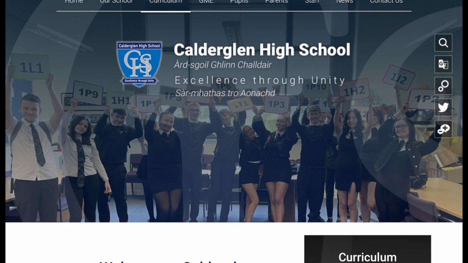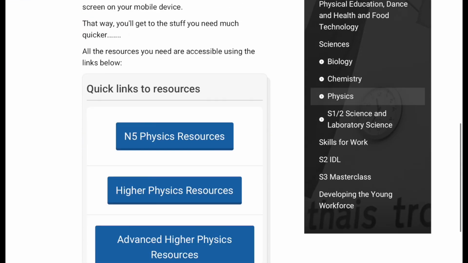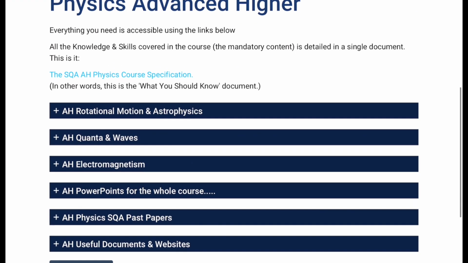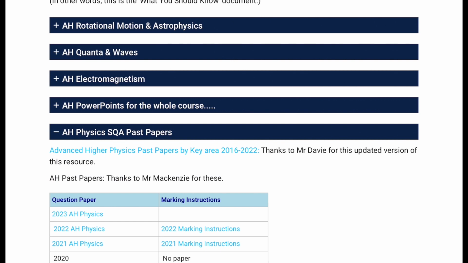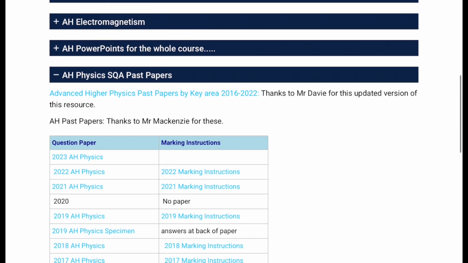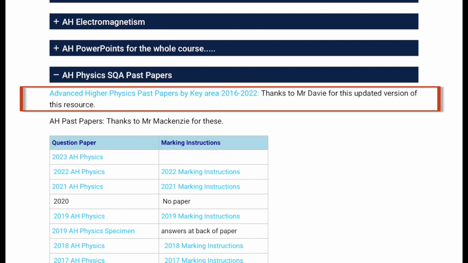Okay, hi folks, this is the last in the videos from Unit 2, that's Quanta and Waves, and this one is on polarization. So again, we're going to the Calder Glen High School website, the Advanced Higher page. I'm going to past papers there, and then we are going to click on the link for Mr. Davies' interactive PDF of past papers.